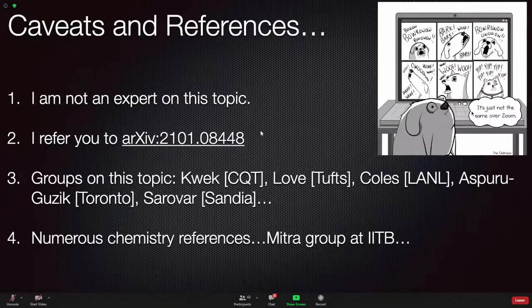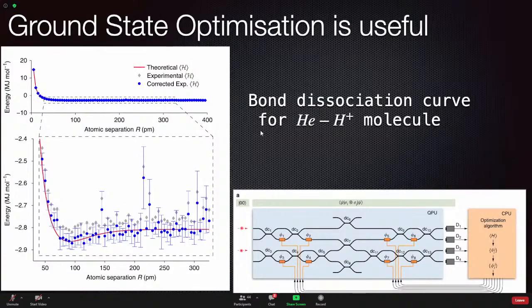in person. Okay, so with that, let me start by showing you an advertisement of what this field actually is. What this field actually is, is all summarized in this one very famous paper by Alberto Peruzzo and a bunch of other people. And so the idea is the following. Ground states are actually quite useful. Optimization is quite useful. Ground state optimization is also quite useful.